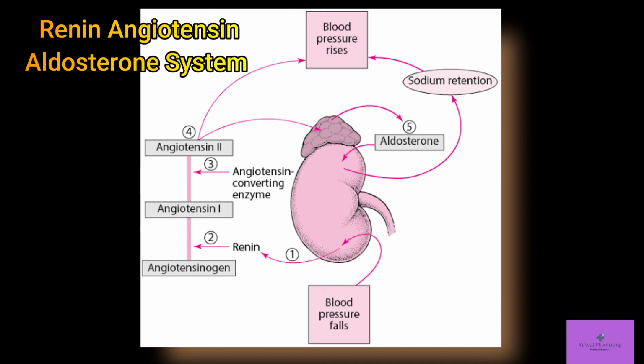It causes direct vasoconstriction. It increases the level of aldosterone, increasing sodium and water retention, and increases the sympathetic tone centrally and peripherally. All this increases blood volume, cardiac output, and pressure, increasing arterial blood pressure.